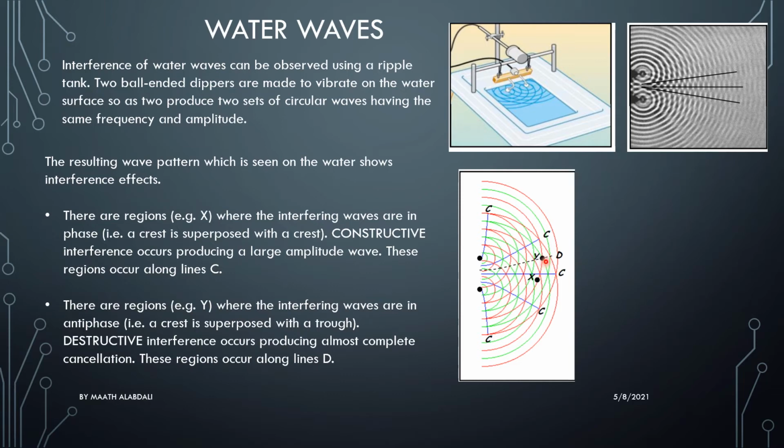And then at Y, it is destructive interference, because the waves are in antiphase. There's one from here and then there's one from here, the green and then the red, if you can look at the diagram. So over here it's destructive interference, and at X it's constructive interference.